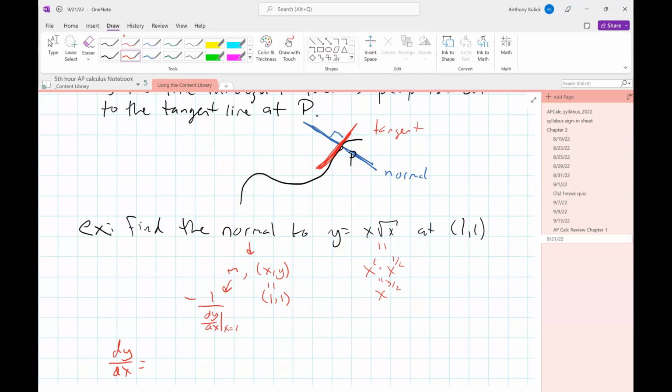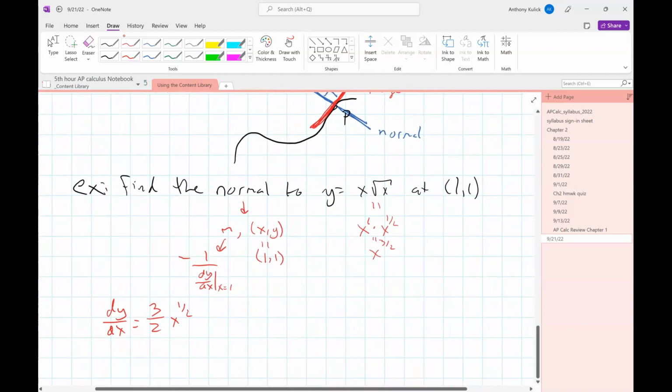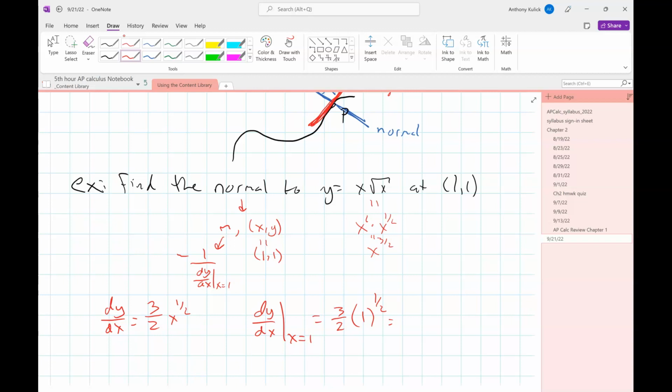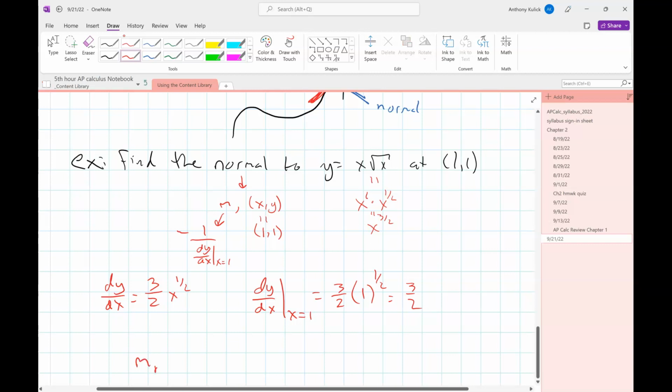So what's the derivative of x to the 3 over 2? 3 over 2 x to the 1/2. And if I want to evaluate that at x equals 1, what do I get? Square root of 1 is 1 times 3 over 2 is 3 over 2. So the slope for my normal is going to be negative 2/3. Everybody's cool with that?